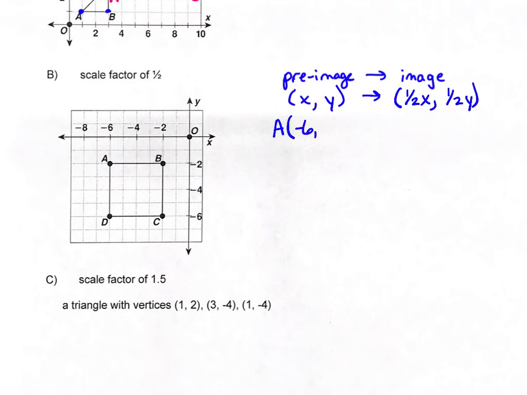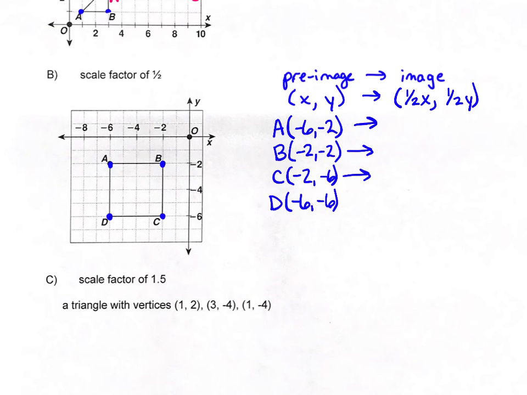A is (-6, -2). B is (-2, -2). C is (-2, -6), and D is (-6, -6). And I just got them from these points on the coordinate plane, the corners of this figure that appears to be a square. And then I'm going to multiply each coordinate by 1/2. Now, I could go to a calculator and multiply by 1/2, but all I'm doing is saying what is half of that number. So for A prime, half of x, -6, is -3.